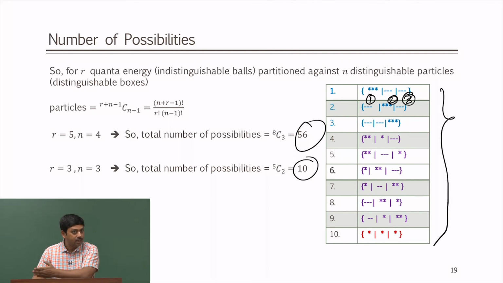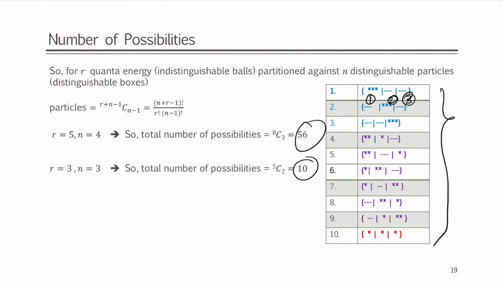like A, B and C. So, A has 3 possibilities, B has 6 possibilities, and C has only 1 possibility. So, this gives me this formula, n plus r minus 1 C n minus 1, which gives me all the possible distributions. They do not give me just one distribution, they give me all possible distributions.